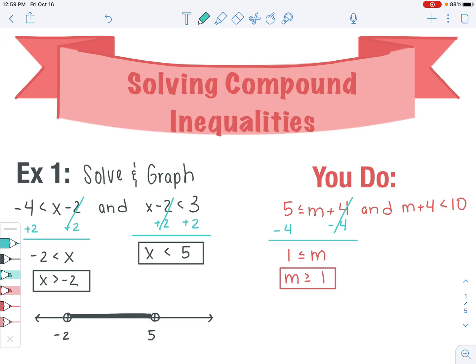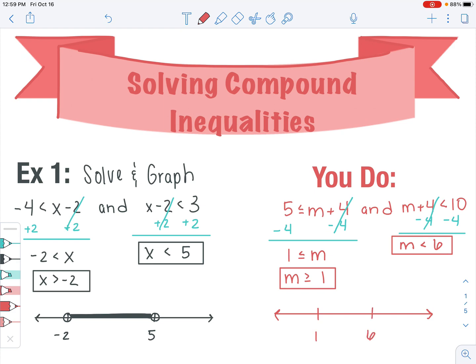We've got to solve the second one, so I'm going to subtract 4 again. And I get m is less than 6. So now all I need to do is graph it. So draw my line. I'm going to bring down my numbers. I've got a 1 and I have a 6.